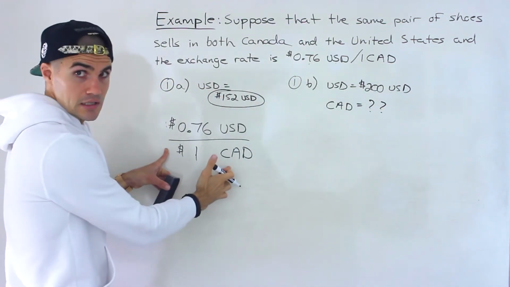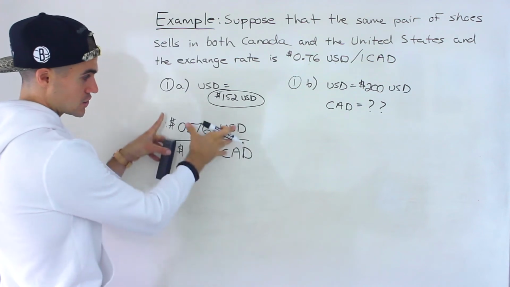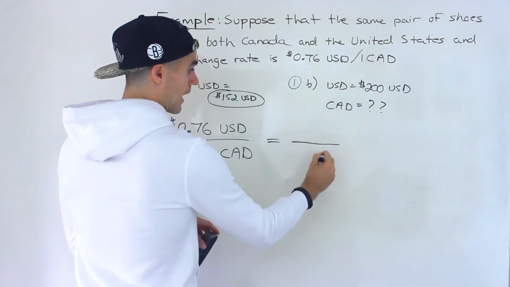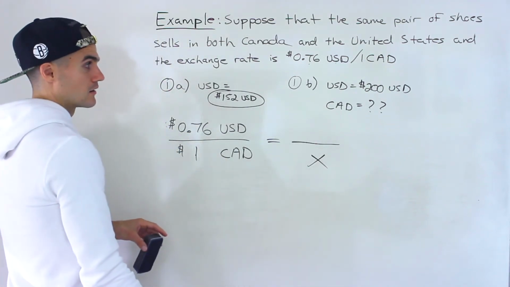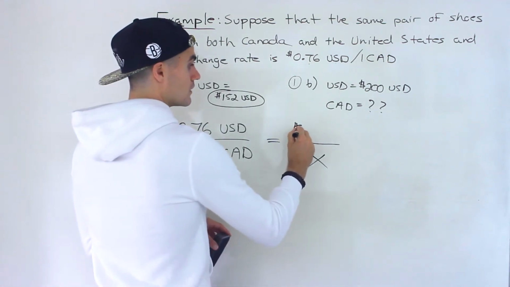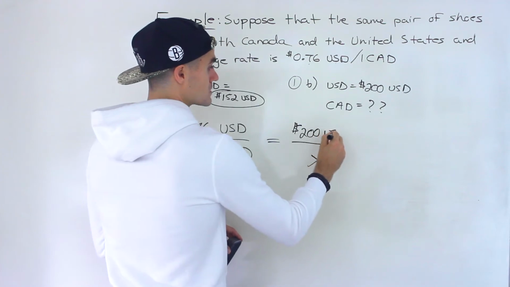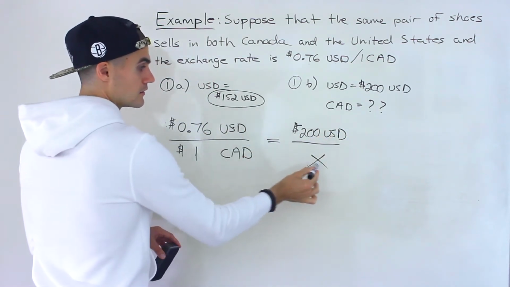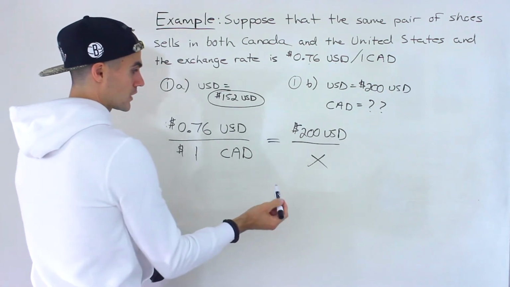And so we're still using this exact same exchange rate. This is not changing here. But now we're solving for CAD. So we put an X there, and we're given the USD price. Like that, right? It's still in line over here. It's just now we're solving for Canadian.